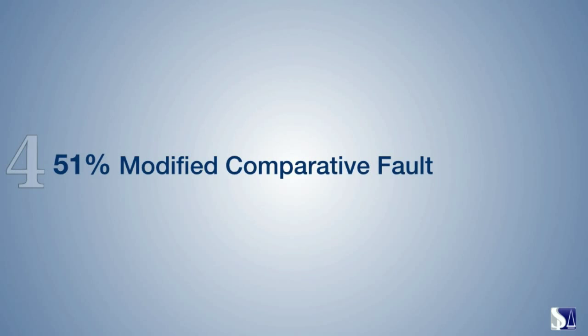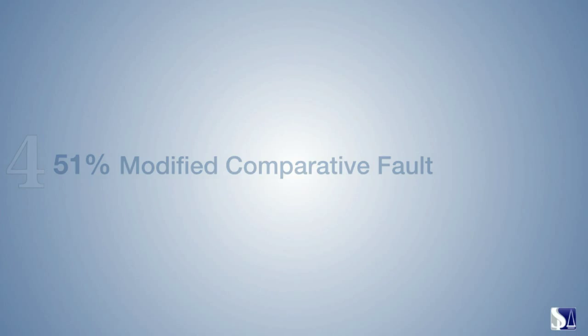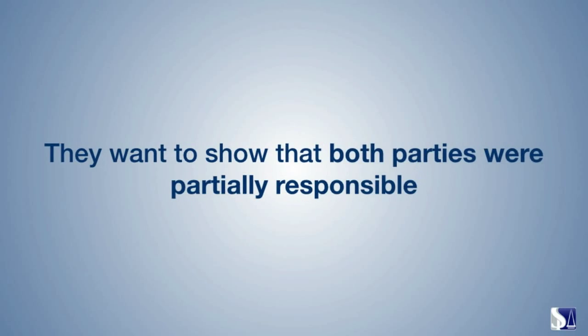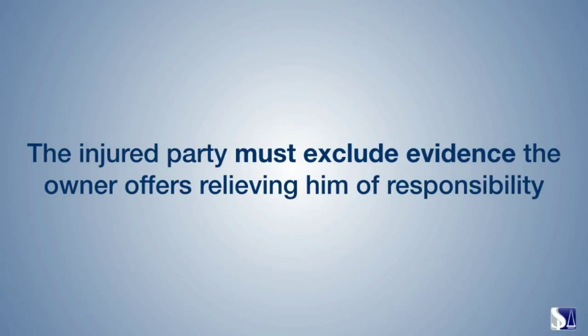Property owners and their lawyers will often try to prove the injured person contributed to their own injury in some way. They will compare their degree of fault to that of the injured party. The point is to show that both parties were partially responsible for the accident. An owner will try to convince a jury that the injured party's negligence was greater than his own. To avoid this, the injured party must exclude any evidence the property owner might offer relieving him of responsibility. The outcome often relies on the instructions a judge gives a jury before they start deliberations.